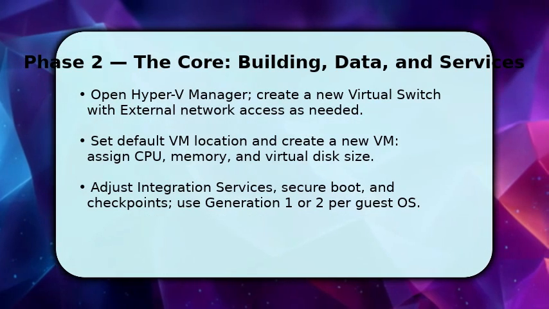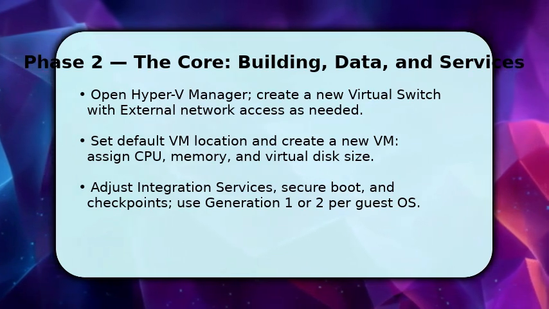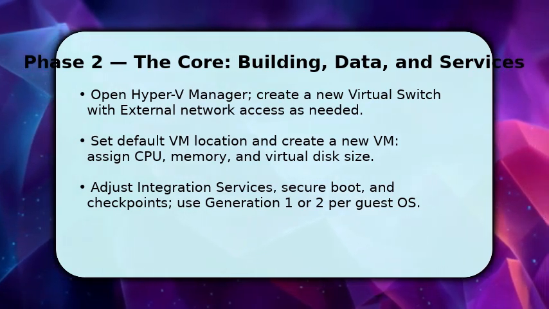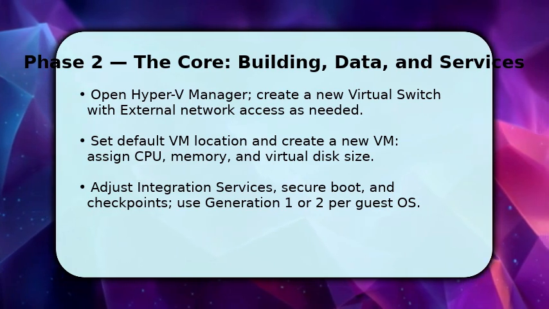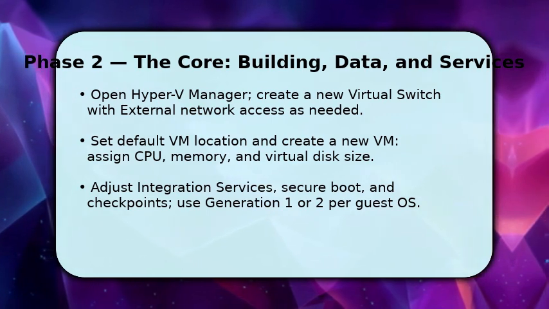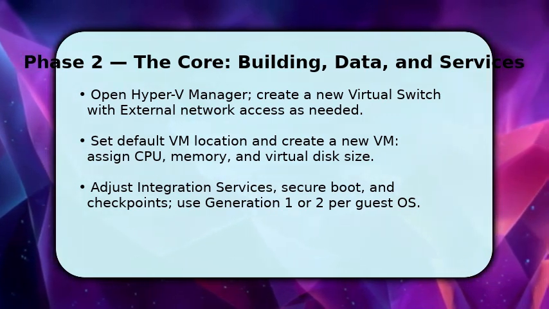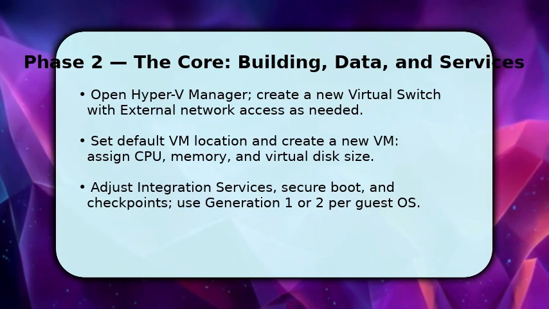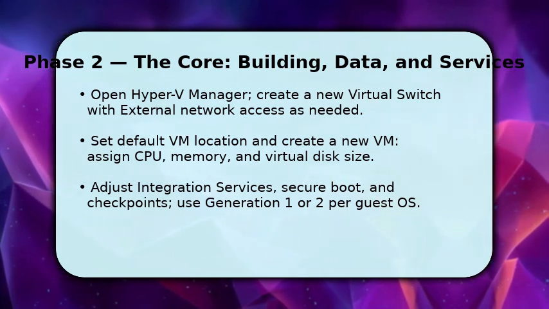You now configure the host and network. Open Hyper-V Manager and create a virtual switch. Choose external to bridge real NICs, internal for host only, or private for isolated testing. Next, set storage locations under Hyper-V settings so VHD files go to the right drive.